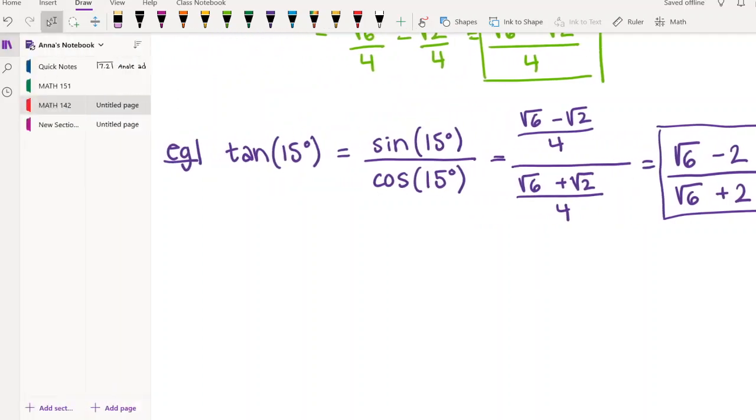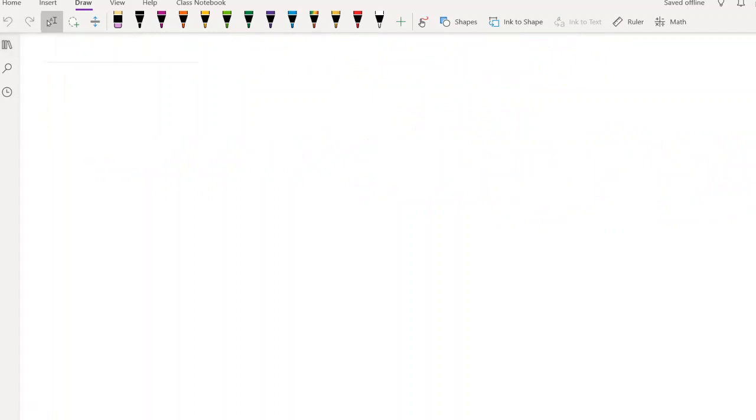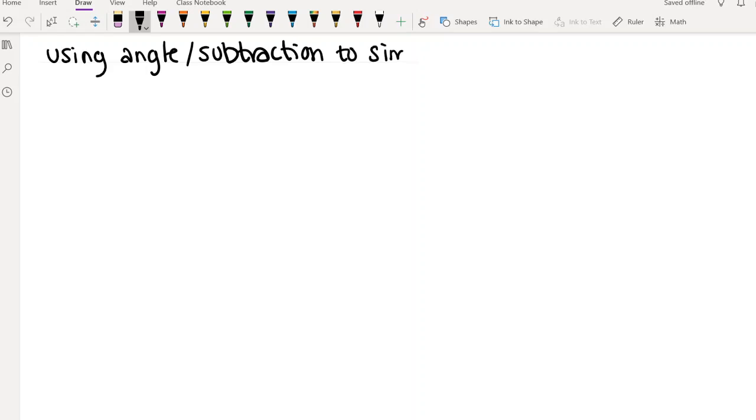All right, one last thing I want to do in this video is we're going to use the formula in a slightly different way. So we're going to basically be using angle addition or subtraction to simplify. So what do I mean by that? So let's look at a first example.